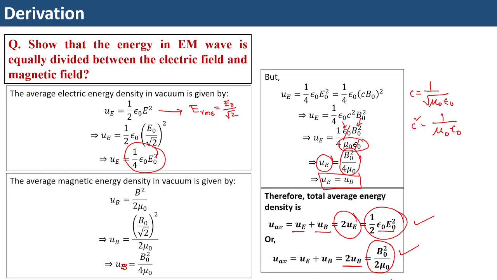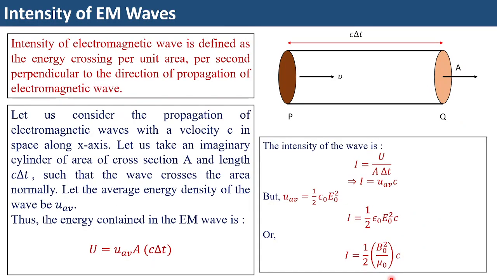That is why UE is equal to UB. Okay, so that's a very important consequence. We have learned about the energy of electromagnetic waves. There is one more thing, that's the intensity of electromagnetic waves, and that's a very important thing. What is the intensity definition?